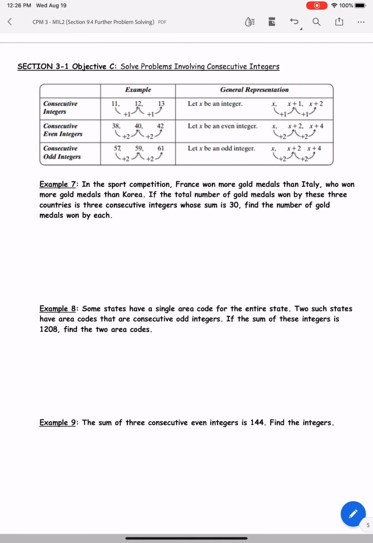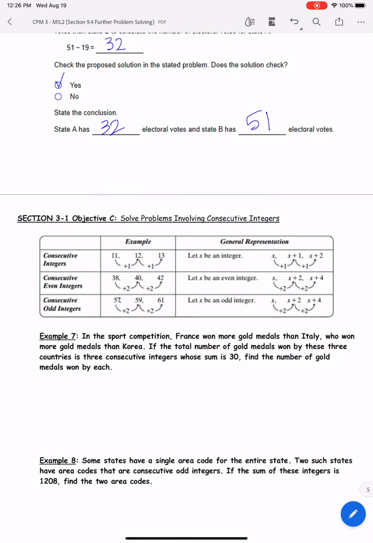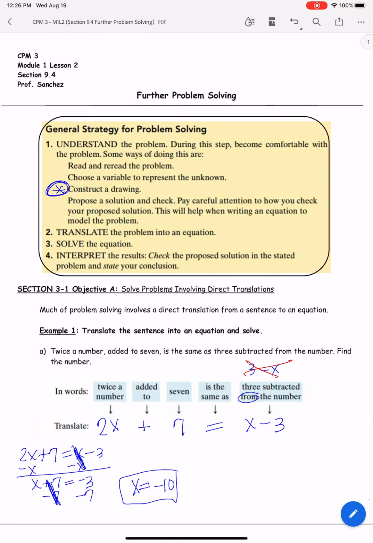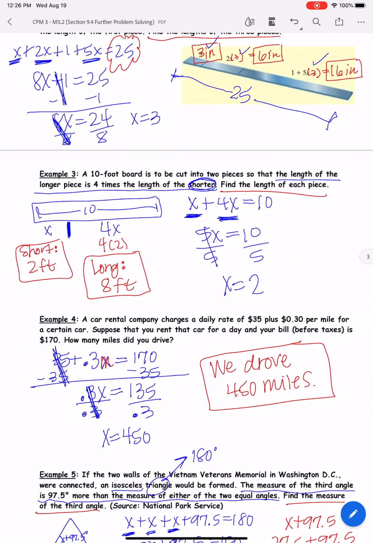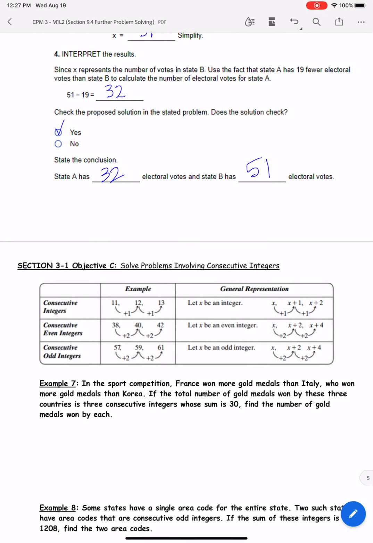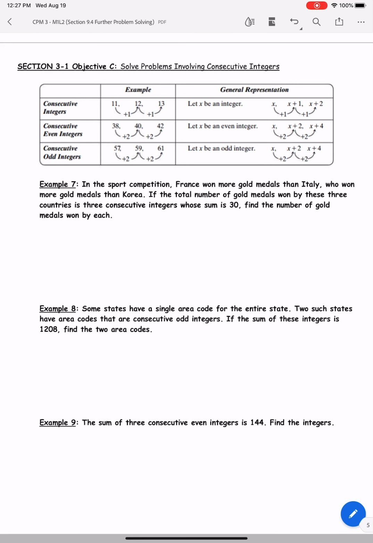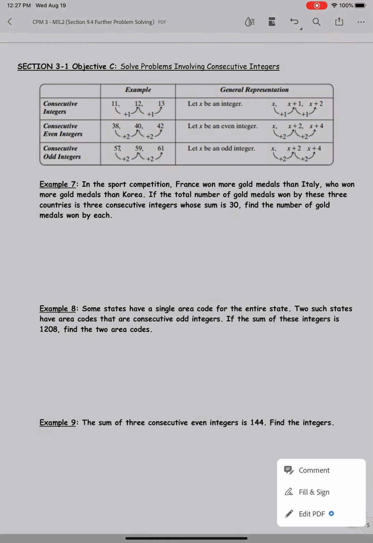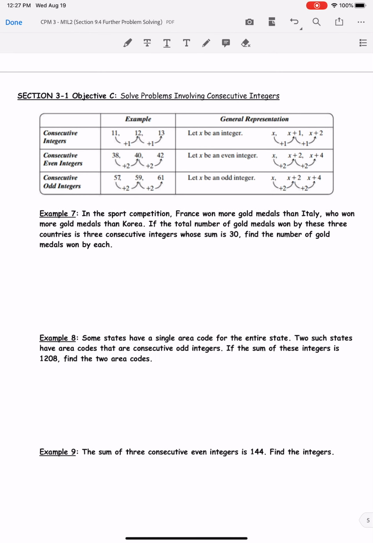Hey CPM3. So I'm making an additional video for Module 1 Lesson 3. Apparently when I made that video, I did the first however many pages and then I forgot to do the very last one. So I'm going to make an additional video so I can cover these last 3 examples. And these last 3 examples are over consecutive integers.